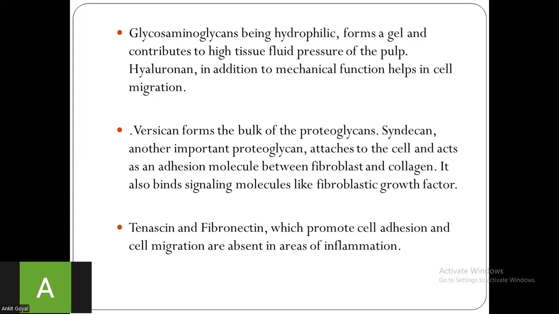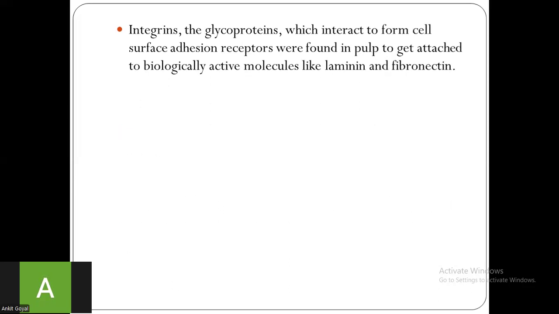It also binds signaling molecules like fibroblast growth factor. Tenascin and fibronectin, which promote cell adhesion and cell migration, are absent in areas of inflammation. Integrins, the glycoproteins which interact to form cell surface adhesive receptors, were found in the pulp to get attached to biologically active molecules like laminin and fibronectin.